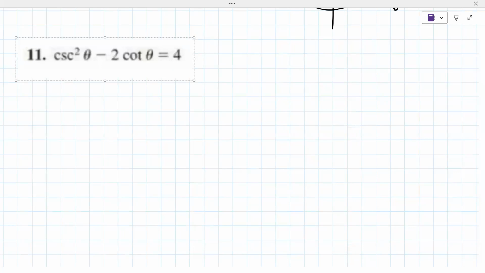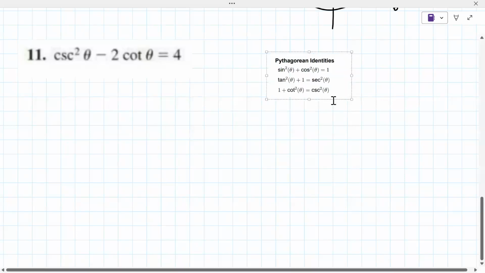So the thing with 11 you should notice right away is that you've got mixtures here. You've got cosecant and cotangent. So do you remember how to move between those? Yeah. All right, so there's three Pythagorean identities you need.